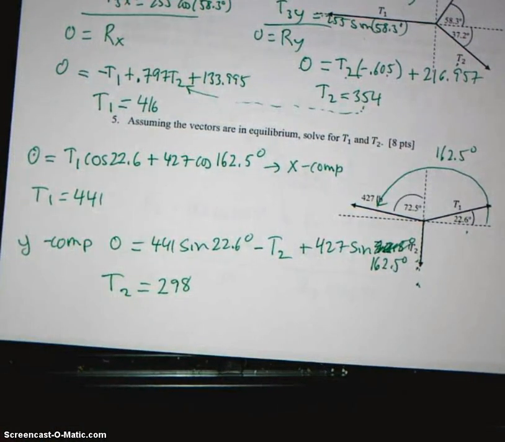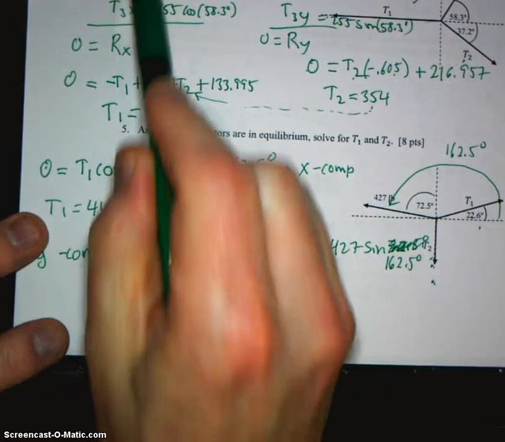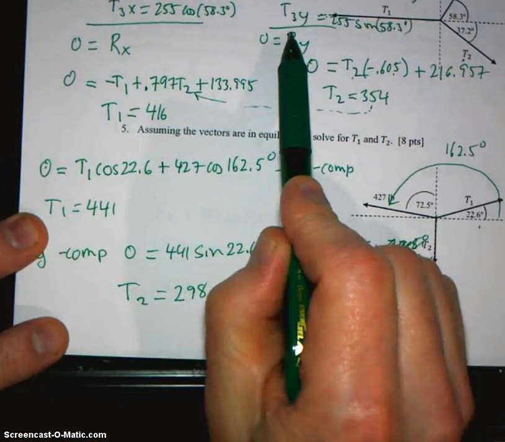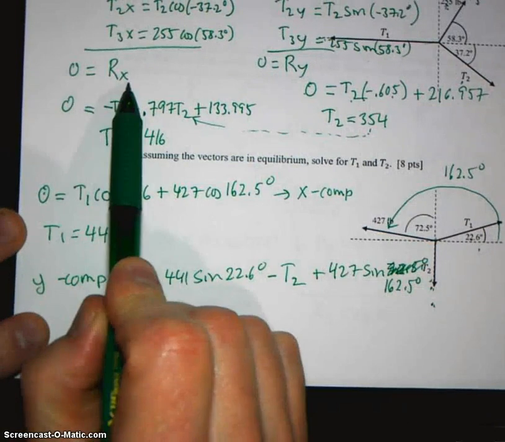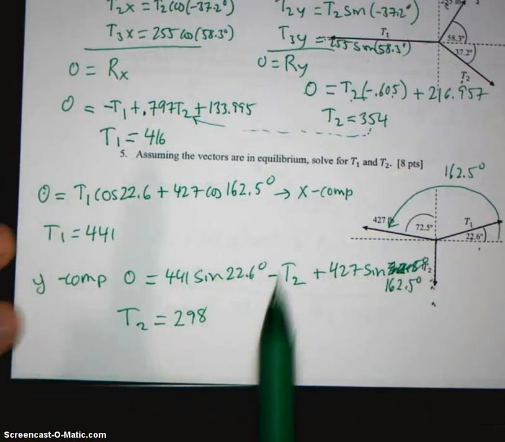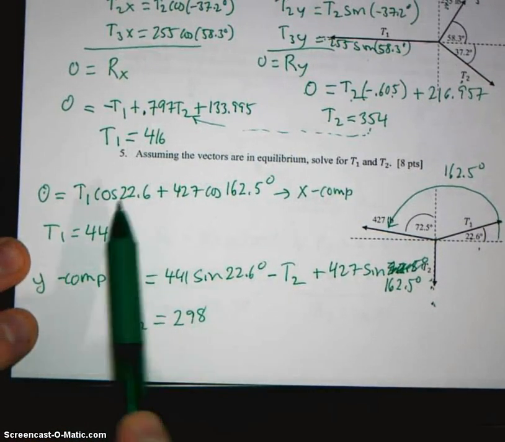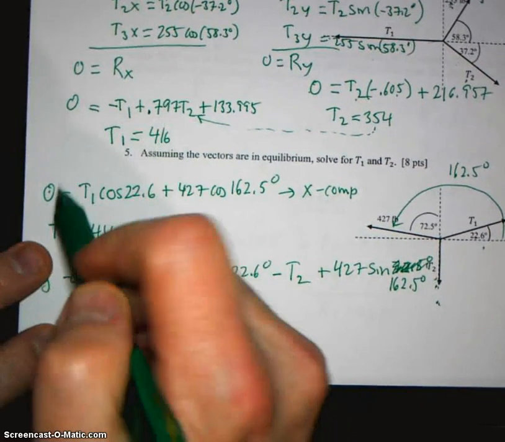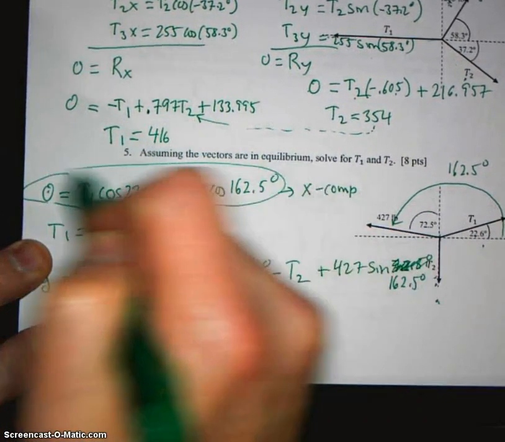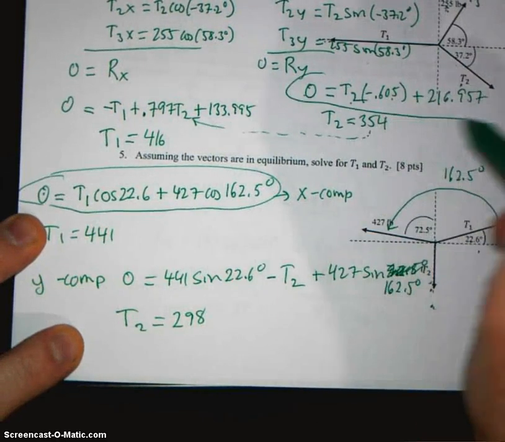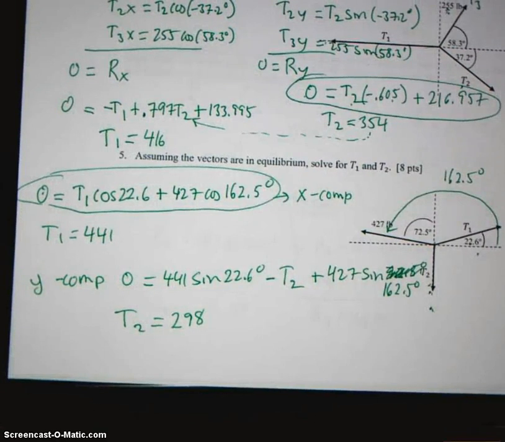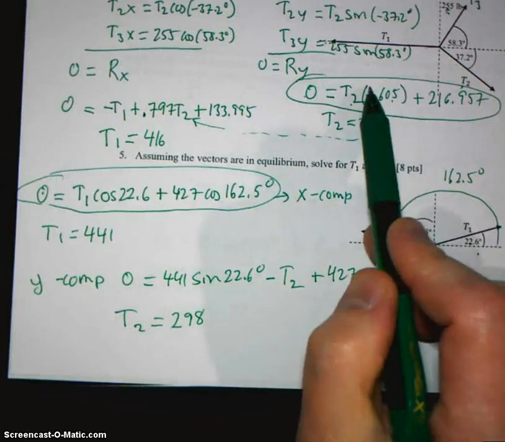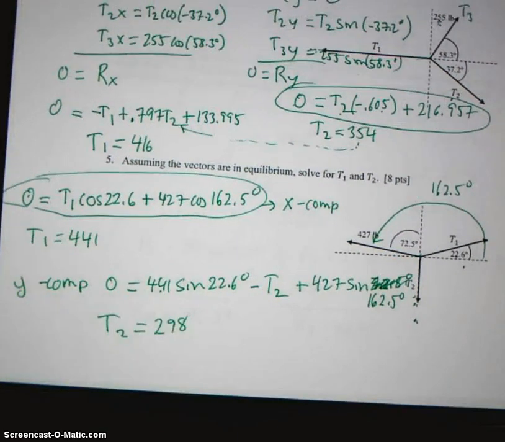Okay, so this is what you're going to do with these equilibrium problems. You're going to set up the Tx's and the Ty's, and then they're going to have to add to 0. And when you add to 0, one of the two equations, depending on which one, will only have one letter in it. Like this one only had one letter in it. For this problem, this one only had one letter in it. So you'll solve for that letter first, be it T1 or T2, and then you'll use that to plug into the other equation and solve.